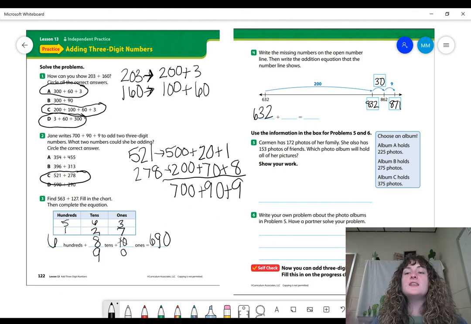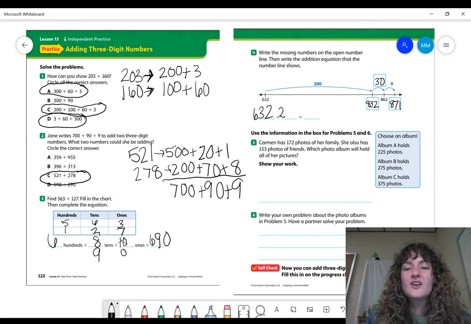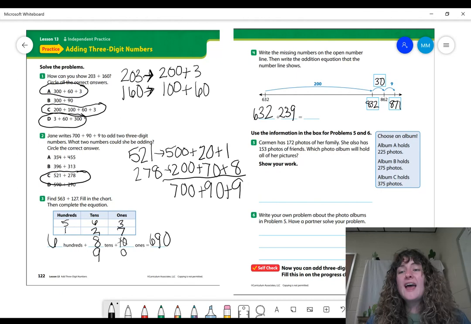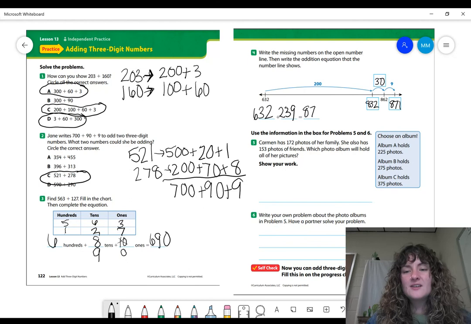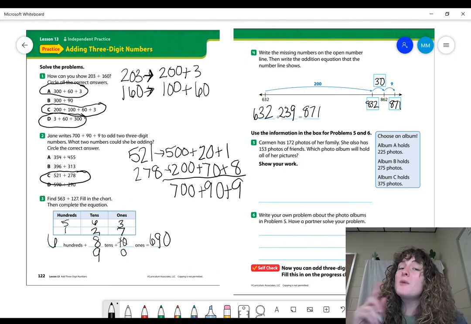All right, so now we have to take our second part and put those values together to make our 3-digit number. So let's start with the hundreds. How many hundreds did we have? We added 2 hundreds first. Then we added 30, which is 3 tens. And how many ones did we add? We added 9 ones. And all together, what was our whole? 871. Whew, that one's tricky. But remember, if an open number line works for you, you got to use it.